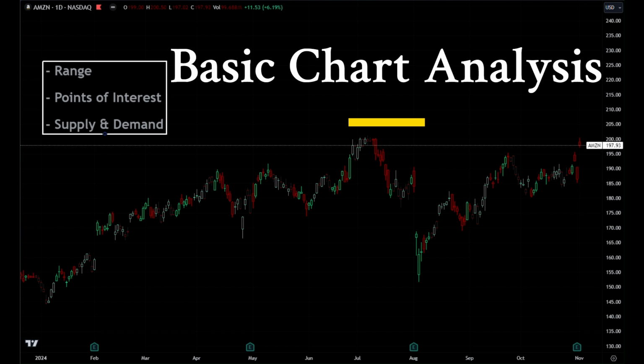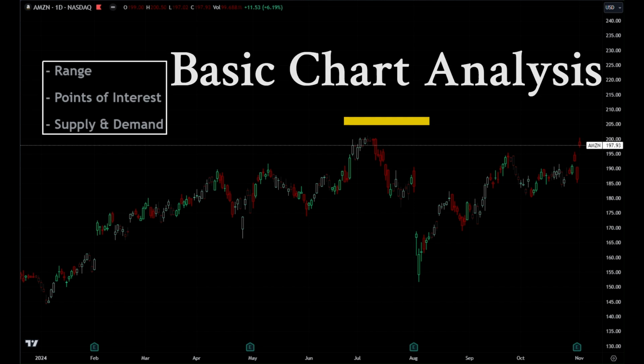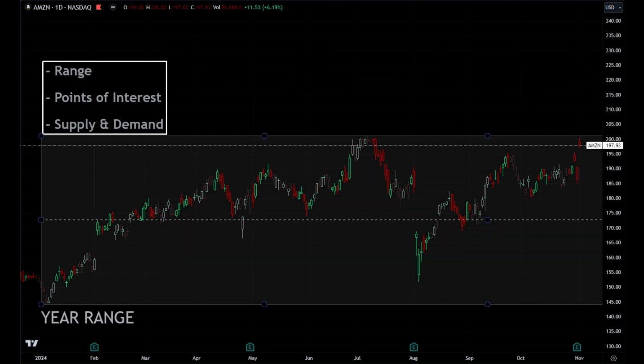I will preface this by saying it's not financial advice. These are simply the basics of how I perceive a chart and does not guarantee any outcome.